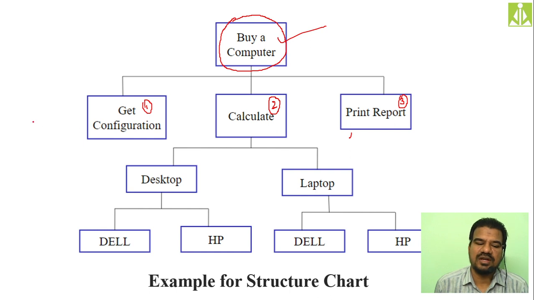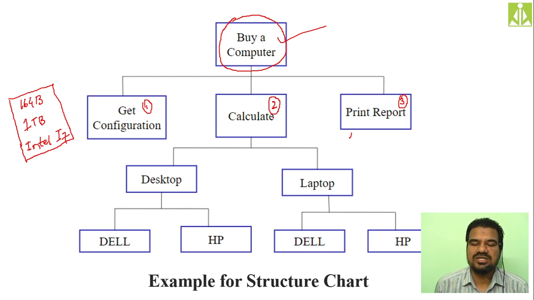Take the finalized configuration. Let us assume I say I want 16 GB of RAM. That 16 GB I can get both in desktop as well as in laptop. I said I want 1 TB of HDD. That 1 TB I can get both in desktop as well as in laptop. I said I want an Intel Core i7 processor. This Core i7 I can get both in desktop as well as in laptop. That's the reason we have not done any subdivision in terms of configuration. We have done the subdivision only in terms of calculation, because only the cost is going to be affected.